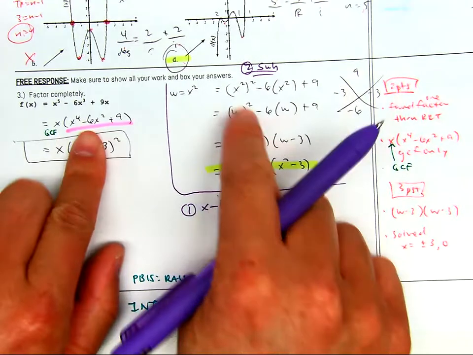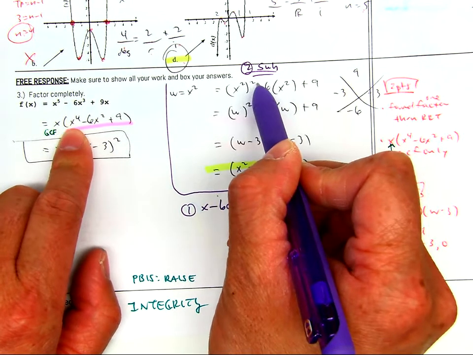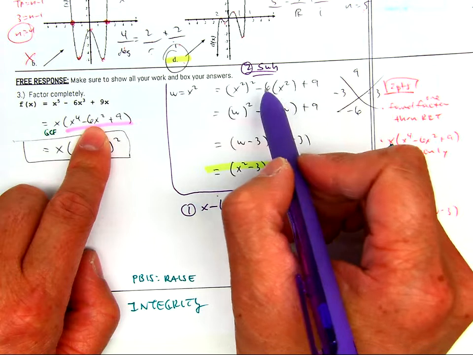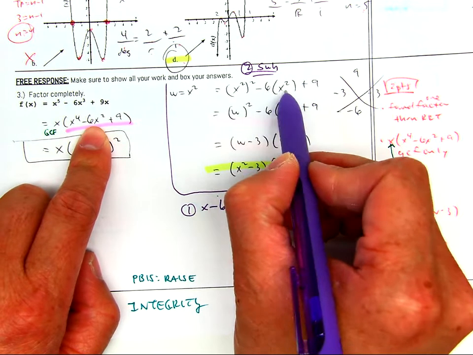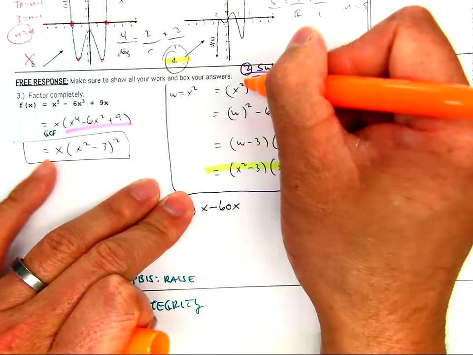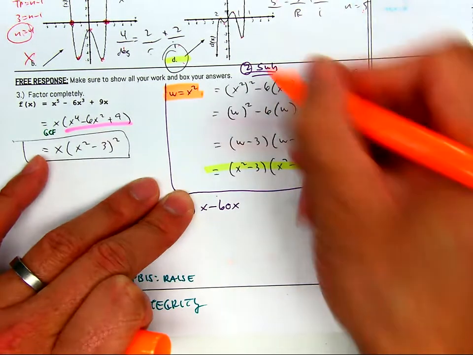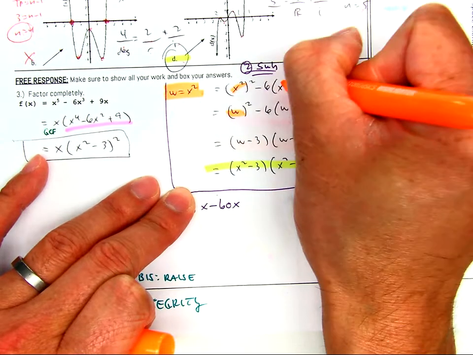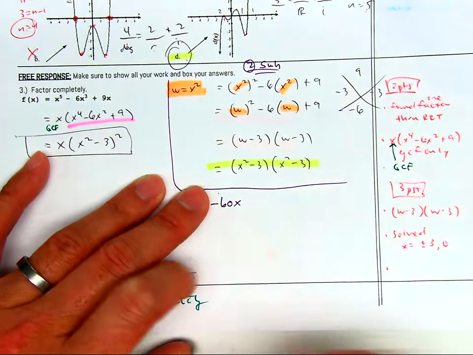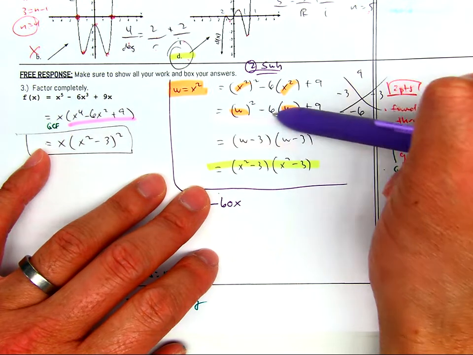In pink, x to the 4th is x squared squared. And negative 6x squared is negative 6x squared. The reason why I'm doing that is, in parentheses, I want to have x squared. So basically, every time I see x squared, I can write w. So I do a substitution. So I now have w squared minus 6w plus 9.